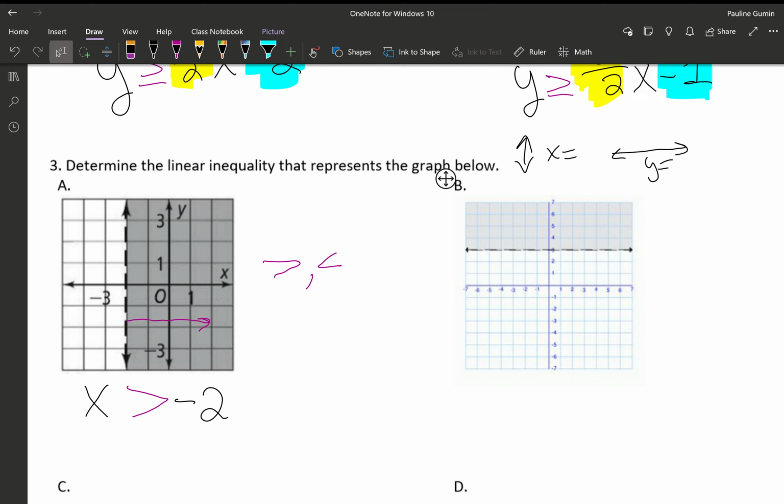All right, letter B. This is a horizontal line, so it's going to be a y line. And it looks like it's going through a 3. This time we can draw up and down. It looks like we're shaded up, so y is also greater than 3.